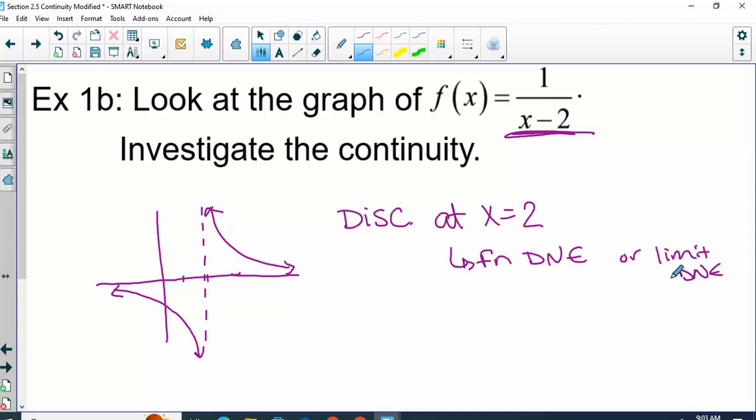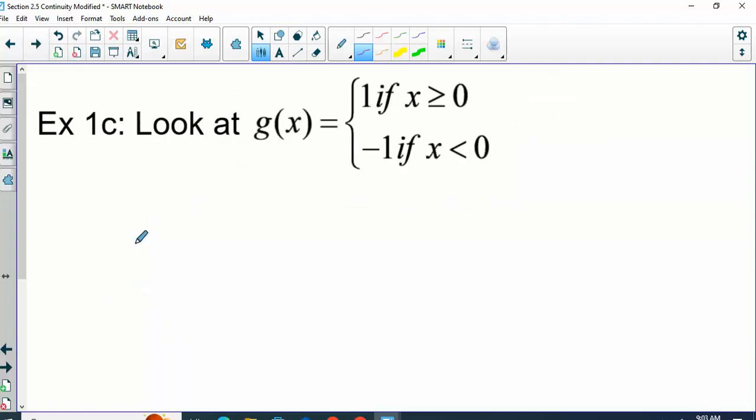All right, next one. If I look at a piecewise, we get 1 if x is greater than or equal to 0. So if you put in 0, you get out 1. If you put in 1, you get 1, 2, 1. That's just a horizontal line this way. Negative 1 if x is less than 0. So if you put in 0, negative 1, you would get open. Negative 1, negative 1, negative 2, negative 1.